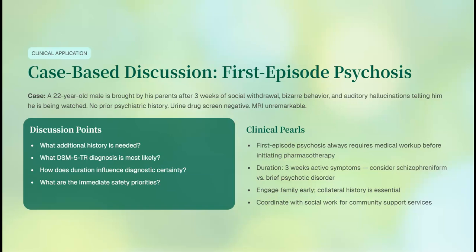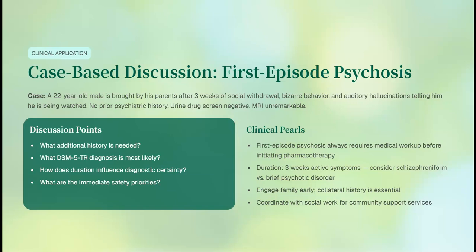Okay, so he's 22 years old, 3 weeks of symptoms. We see social withdrawal, bizarre behavior, auditory hallucinations with paranoid content. No psych history, negative drug screen, and normal imaging. So this is a realistic first episode presentation. Somebody can come into the ER just like this 22-year-old.